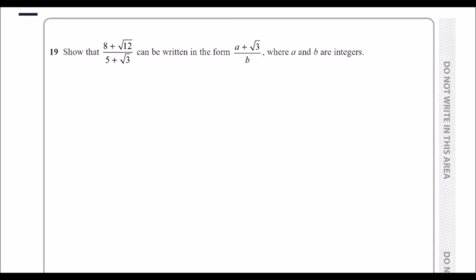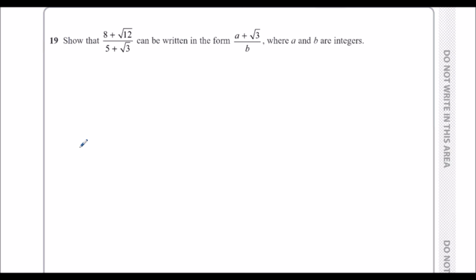Question 19. Show that 8 plus root 12 over 5 plus root 3 can be written in the form a plus root 3 over b, where a and b are integers. So that means we're rationalizing the denominator. We're getting rid of the irrational number, the root 3, from the denominator.